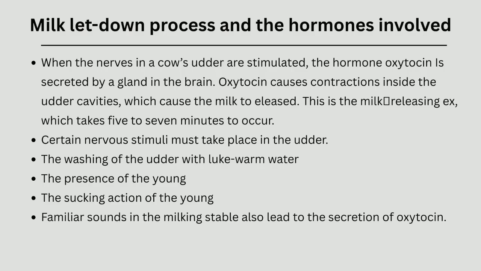Milk letdown process and the hormones involved. When the nerves in a cow's udder are stimulated, the hormone oxytocin is secreted by a gland in the brain. Oxytocin causes contractions inside the udder cavities, which cause the milk to release. This is the milk releasing X, which takes 5 to 7 minutes to occur.